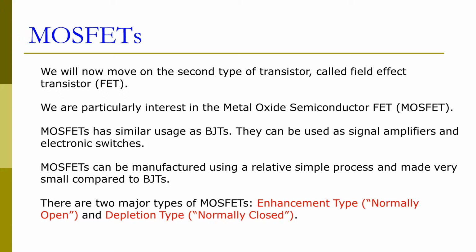Now, there are two major types of MOSFETs. One is called enhancement type. Another one is called depletion type. For enhancement type, which means normally the transistor is open, that means the transistor will not conduct any current under normal condition or without biasing. And for the depletion type, the transistor will behave like a closed switch. Probably you will have a better understanding after we have a further discussion on how the FET works.